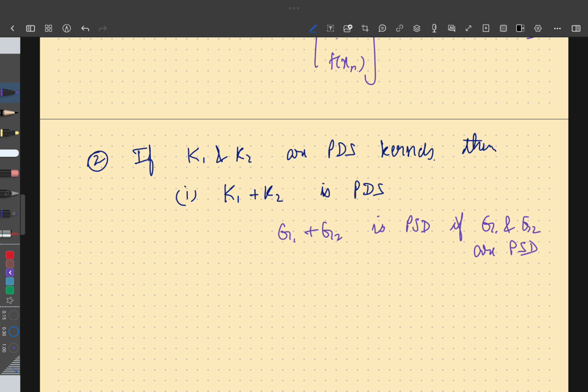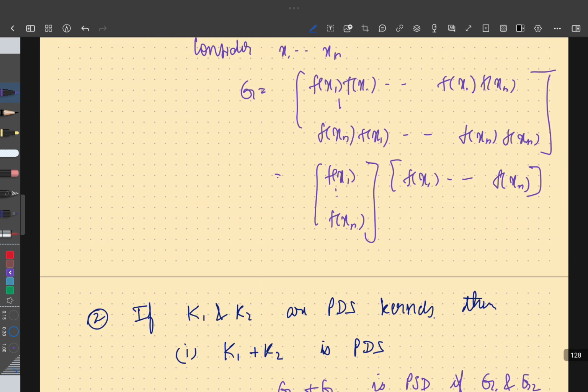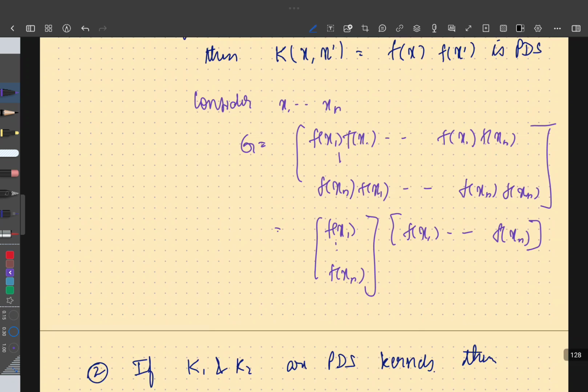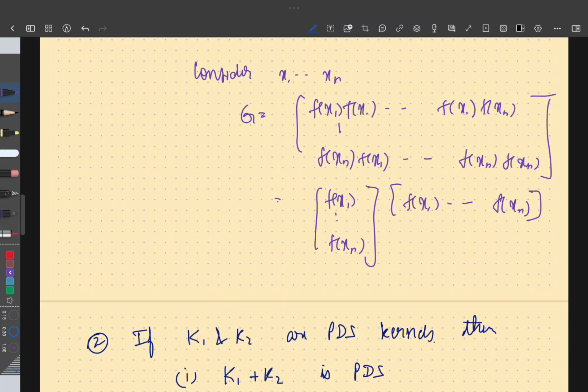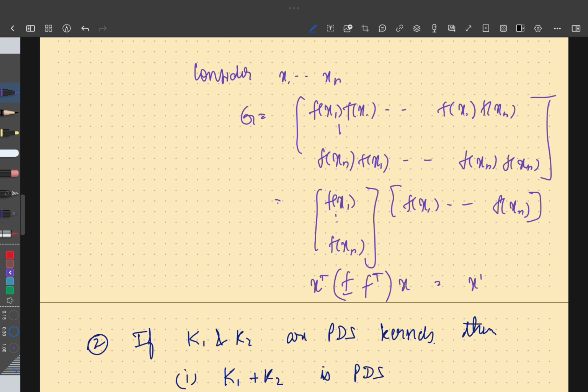How did we say the earlier matrix was PSD? Let's call this vector f. So this is of the form f f transpose. Now you take any x transpose f f transpose x. This is x transpose f times f transpose x, which is just (x transpose f) squared, which is guaranteed to be greater than or equal to 0.